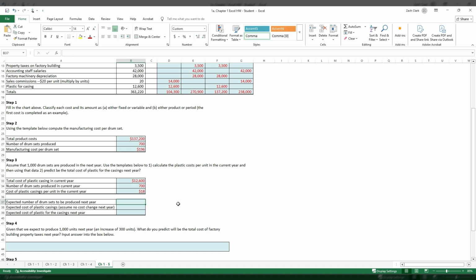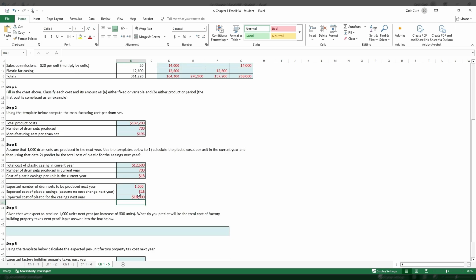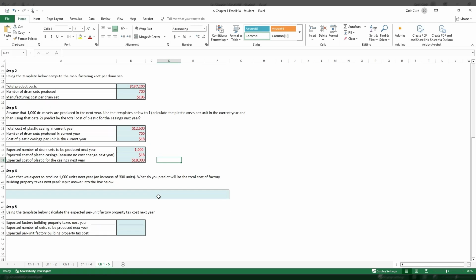And then what do we expect to produce next year? As it mentions in the instructions, we think we're going to do 1,000 drum sets next year. We expect the costs to stay the same, $18. Then we can just multiply those together. If we spent 12,600 this year making 700, doing some relatively simple math, we can deduce that next year we think it's going to be $18,000. So that's what we need to think about when we're doing forecasting, understanding what the future is going to look like, and so on and so forth.